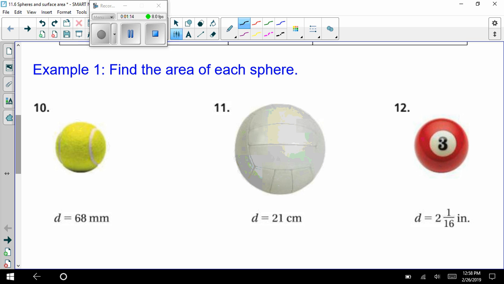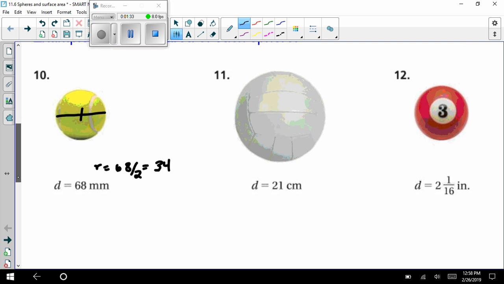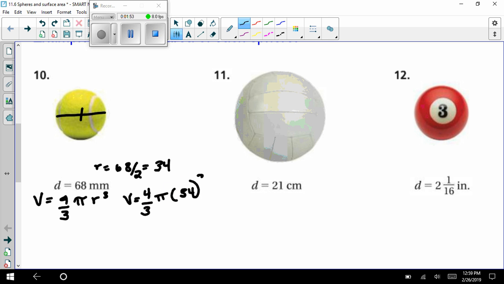Number 10, I've got a tennis ball, and it tells me the diameter is 68. I don't want the diameter, I want the radius. So I'm cutting that in half. 68 divided by 2, 34. So that is my radius. So let's plug it into our formula, and I would definitely rewrite the formula every time until that is memorized. Volume equals 4/3 pi times my radius cubed. So that would be volume equals 4/3 pi times 34 cubed.